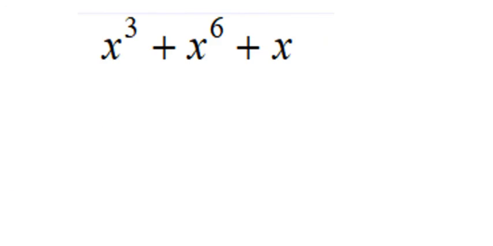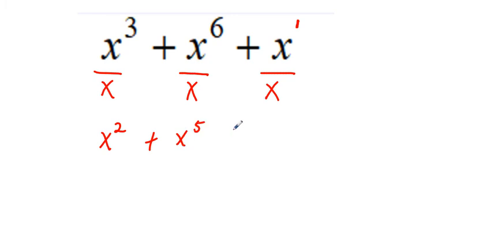So before we begin, let's do some practicing with the variables. We have x to the third plus x to the sixth plus x. What is the greatest common factor for these variables? Well, they're all x. And the greatest common factor is going to be the one with the smallest exponent, so in this case, x to the 1, because I can divide x into each of the terms and it's even. So x to the third divided by x is x squared, plus x to the fifth, plus 1.